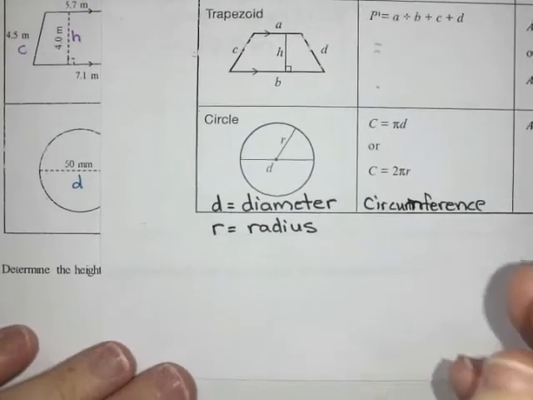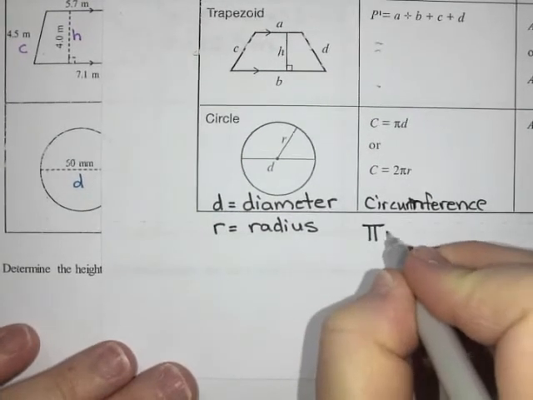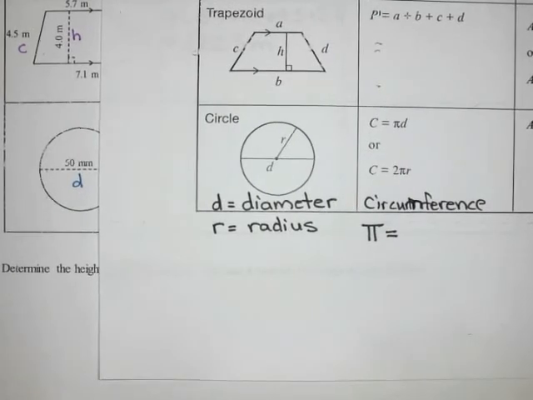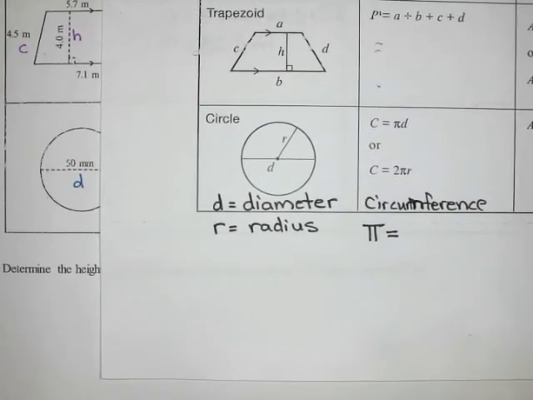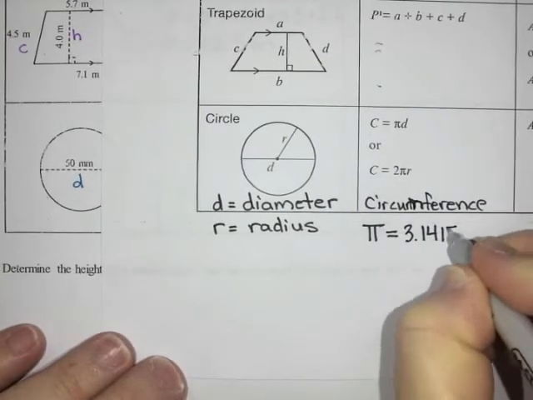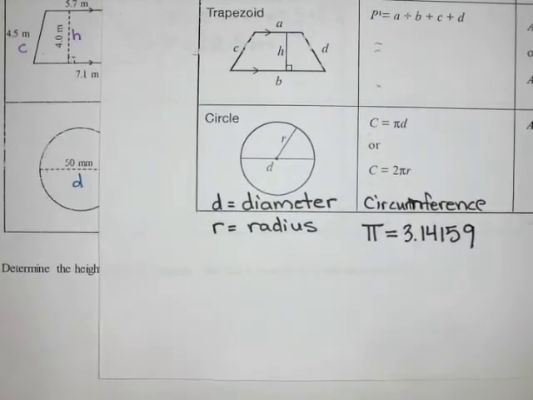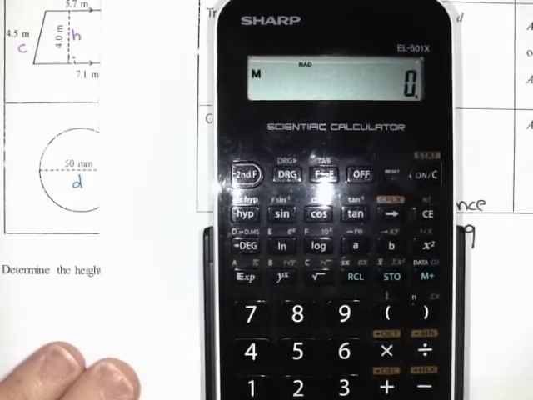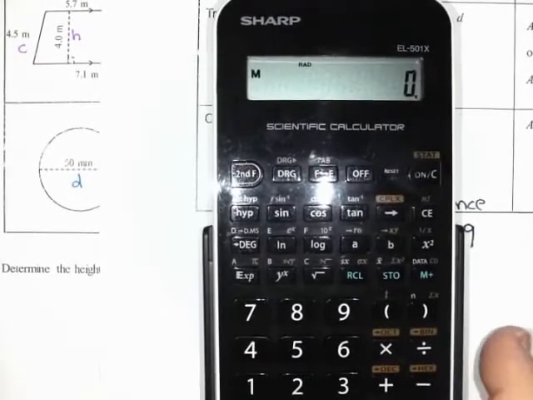Now, pi, you probably in the past have just used 3.14. I would like you, if you can, to use your pi button on your calculator, which we'll talk about in a second, or to at least use 3.14159. So every calculator is different, but if you have a scientific calculator, you should have a pi button.